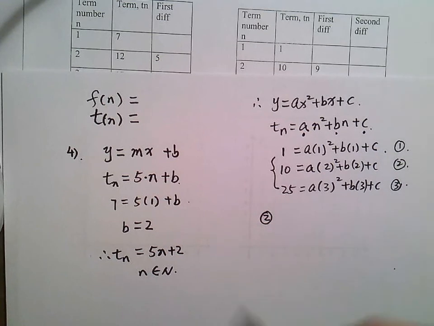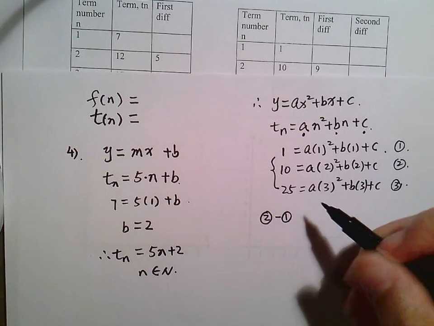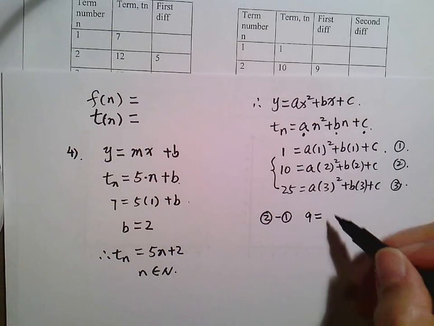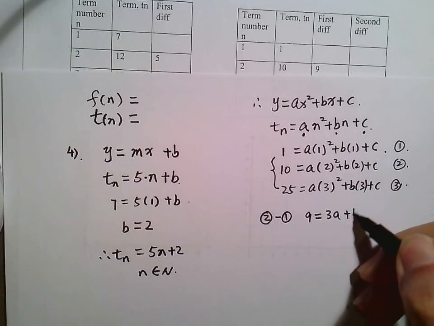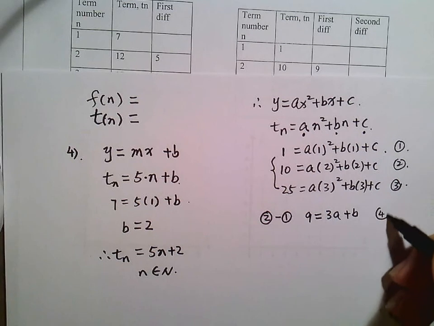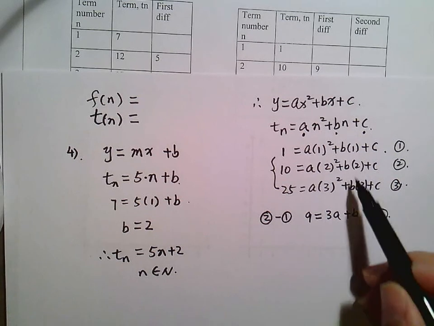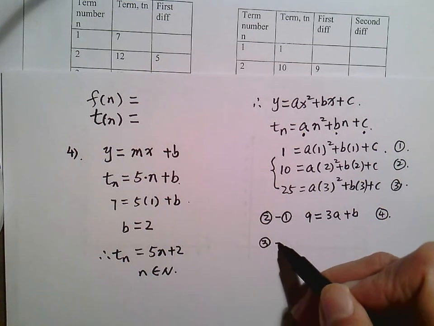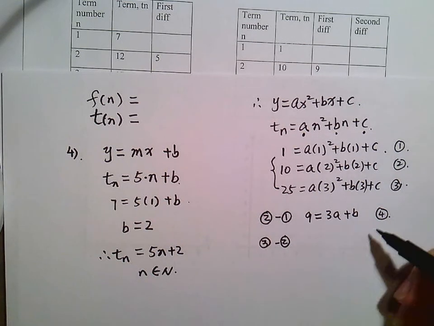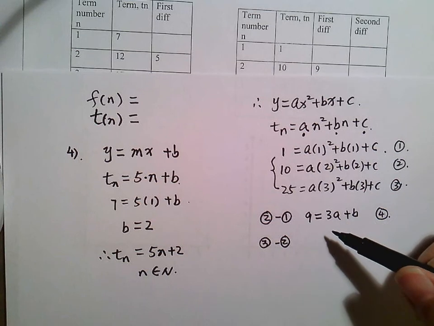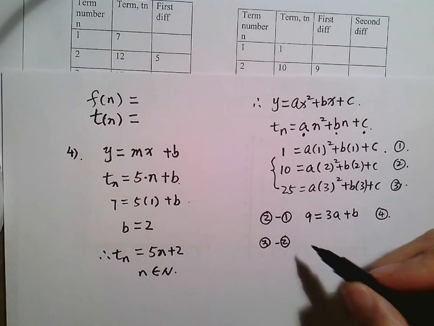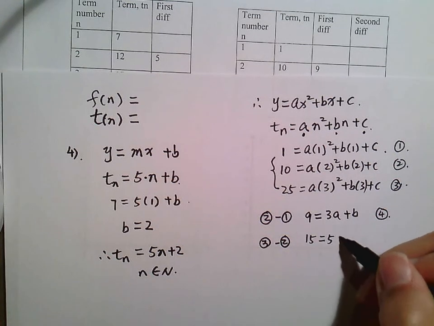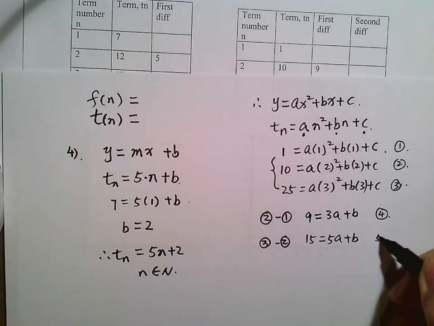So for this question, I'm going to try to eliminate one of the variables. Equation 2 minus equation 1: I get 9 equals 4a minus a, that's 3a, plus b. I get equation 4. Now I'm going to eliminate another one. How about 3 minus 2? I want to keep all of the coefficients positive, right? 25 minus 10 is 15 equals 9a minus 4a, that's 5a, plus b. I got another equation.